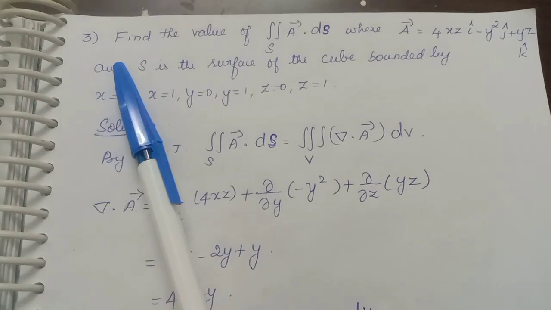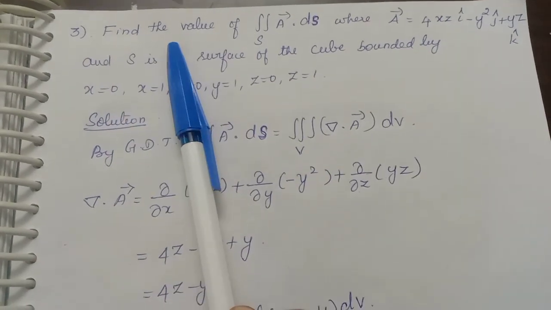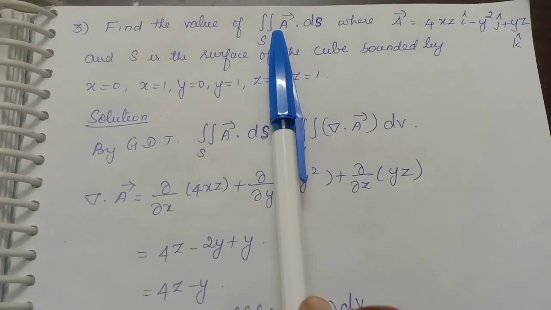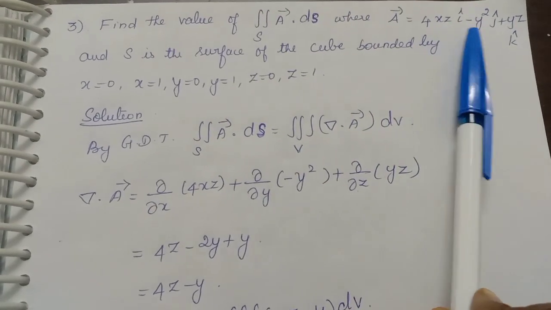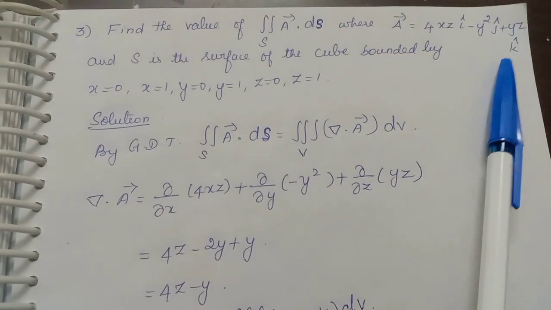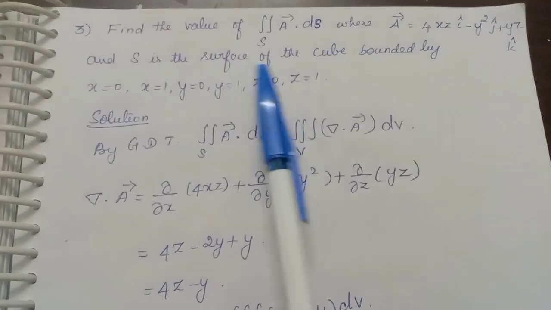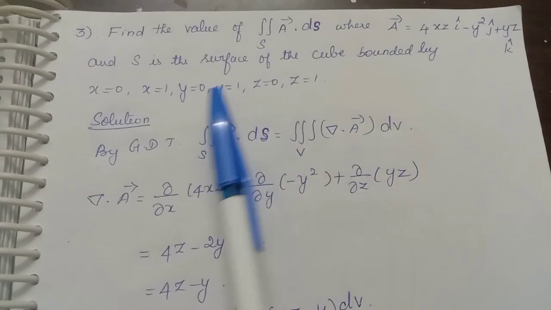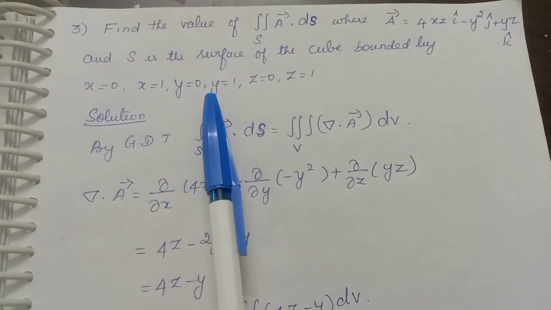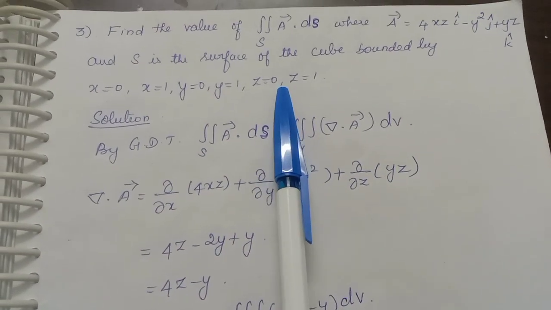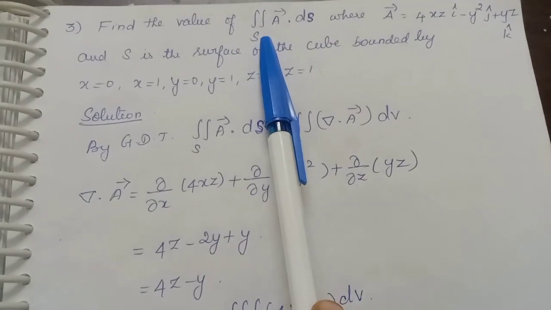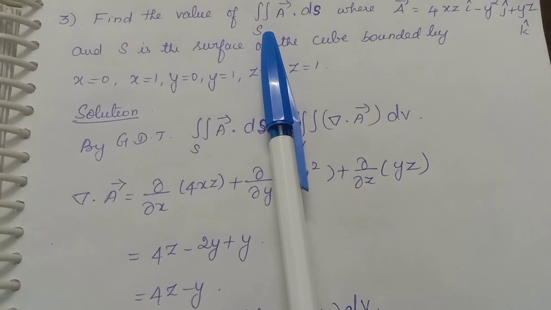And this is another problem. Find the value of the double integral over S of A dot dS, where A equals 4xz i minus y square j plus yz k, and S is the surface of the cube bounded by x equal to 0 and 1, y equal to 0 and 1, z equal to 0 and 1. So this is a cube. We are going to evaluate this integral by using the Gauss divergence theorem.